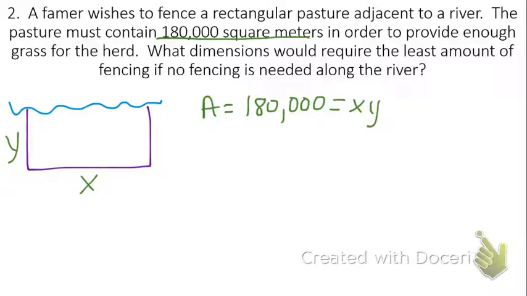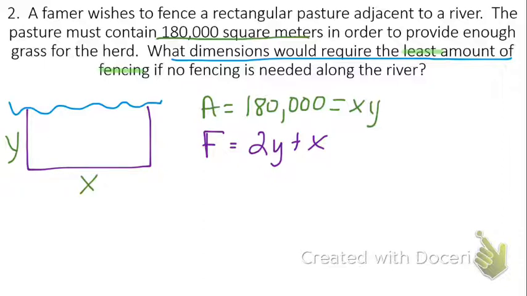Okay, the other part of the problem says what dimensions would require the least amount of fencing. So the part that's the least or the minimum or the maximum, that's the second equation. It's talking about the amount of fencing, so I'm just going to call it an F. You can call it M for minimum, or you can call it P for perimeter, but it's perimeter. You're talking about the amount of fencing, that's the outside, right? And what would the fencing be on this problem? Make sense?